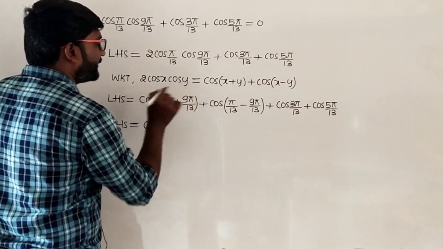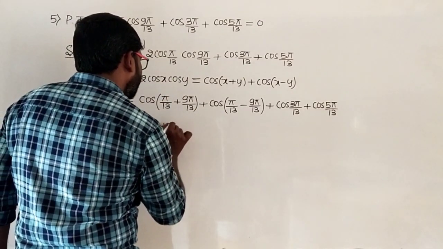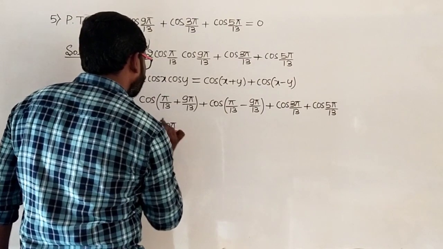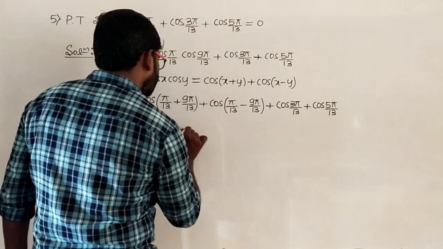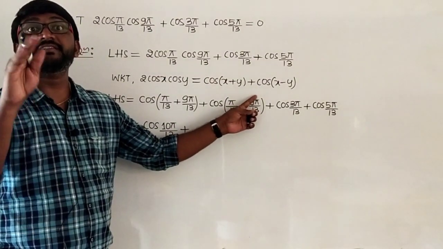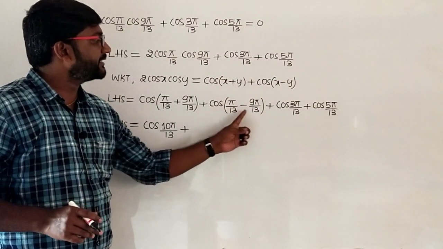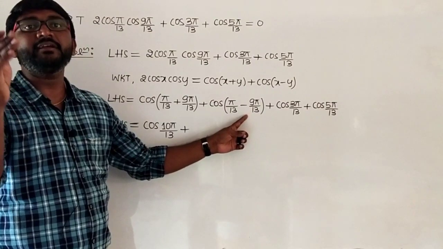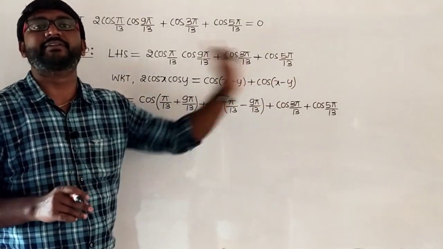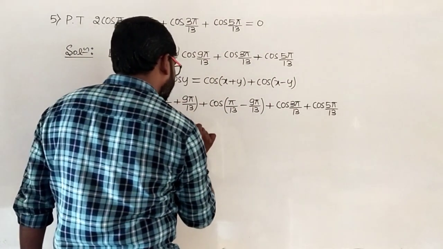So pi plus 9 pi is 10 pi. We get 10 pi divided by 13, then plus here pi minus 9 pi will be minus 8 pi. Cos of minus 8 pi by 13 will be cos of plus 8 pi by 13 because cos of minus x is always cos x. That is why I am going to write it directly.